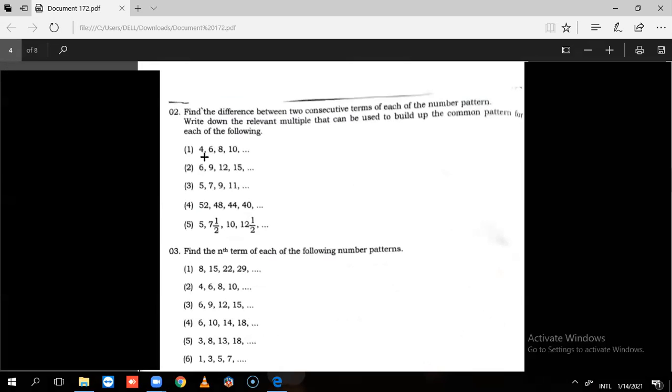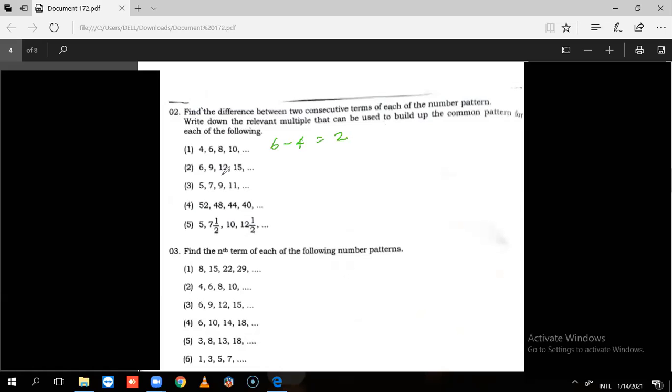Then first one: 4, 6, 8, 10. Find the difference between two consecutive terms of each of the number patterns. Write down the relevant multiple that can be used to build up the pattern for each of the following. First one, 6 minus 4, that is 2. Even 8 minus 6, that is also 2.